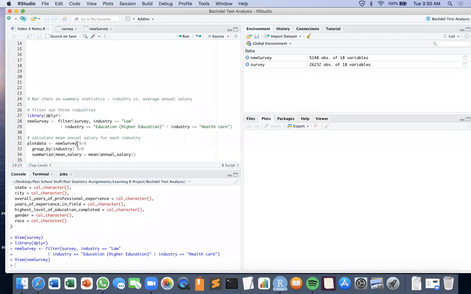All right, now we're going to calculate the mean annual salary for each industry. This is very similar to what we've been doing before. We've done this in like every video, I think. The one thing that's different is this little symbol here, which doesn't really change anything. It's just a way of condensing your code.